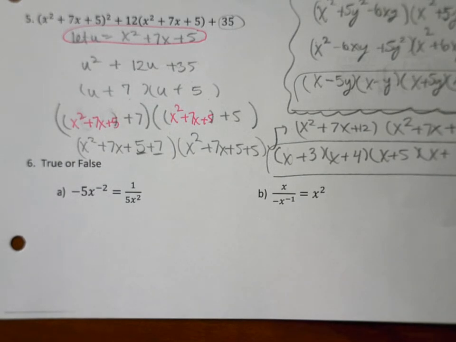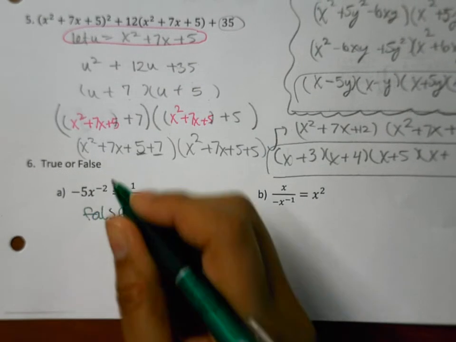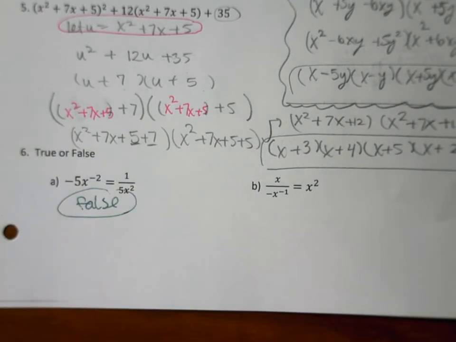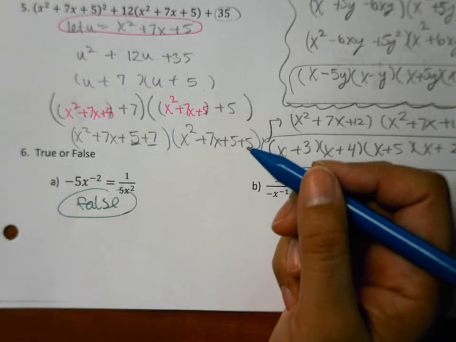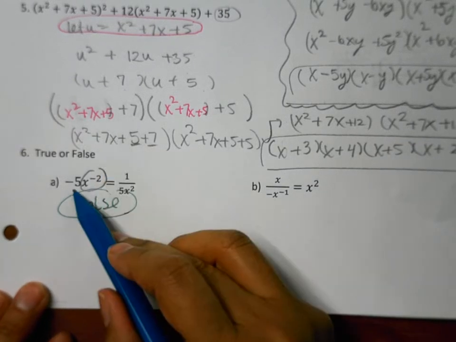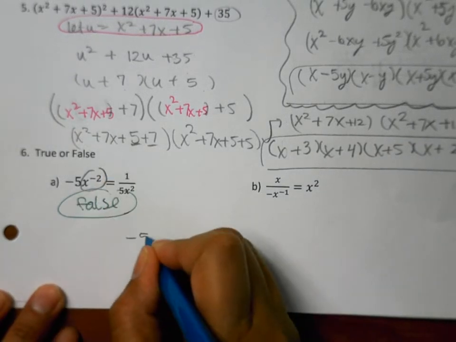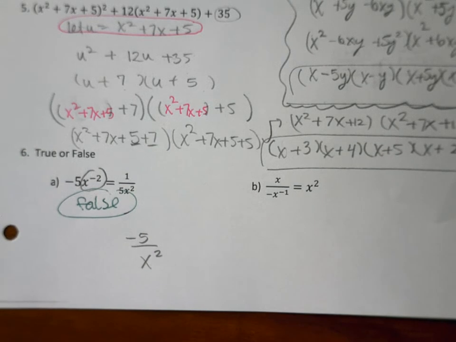All right, 6, true and false. Kids struggle with these quite often. First one you said is what? False. Agree or disagree? Agree. It is false. Why is it false? Where did the kid mess up? They dropped the negative. And the 5 was up, right? No, the negative, it's negative 5.